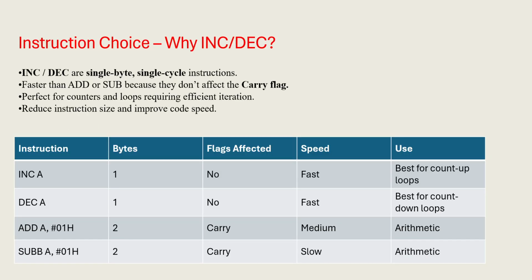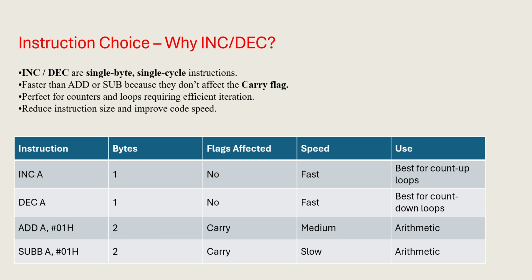And next we will see the instruction choice: why increment and decrement. In this experiment I chose the increment and decrement instructions because they are the most efficient for counter operations in the 8051 microcontroller. Both instructions are single byte and single cycle, which means they take less memory and execute faster compared to other arithmetic operations like ADD or SUBB.